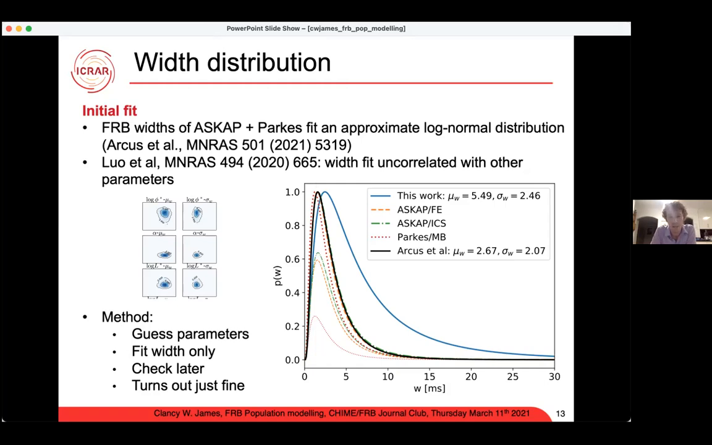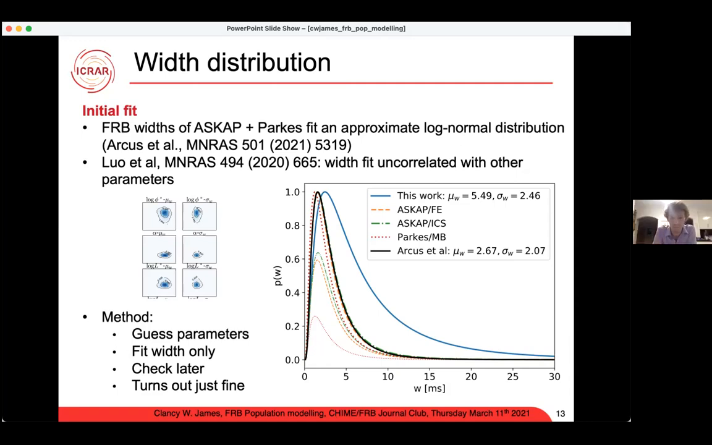But keep in mind that what's being fitted here is the width, the scattered plus intrinsic width. So scattering is in here. And when we look at our high time resolution bursts with ASKAP, we see that there's been one with a width of about 100 microseconds, or maybe two with those kinds of widths of around 100 microseconds. Do you mean 100 microseconds? Yes, I do mean 100 microseconds. Okay, 100 microseconds.